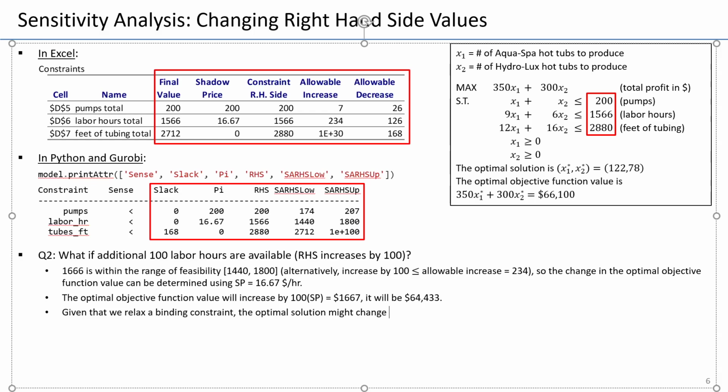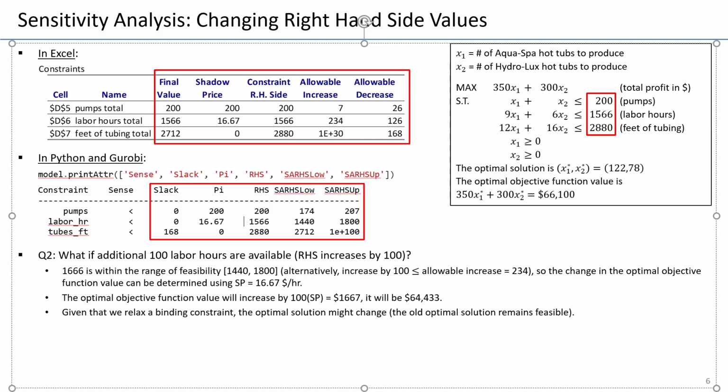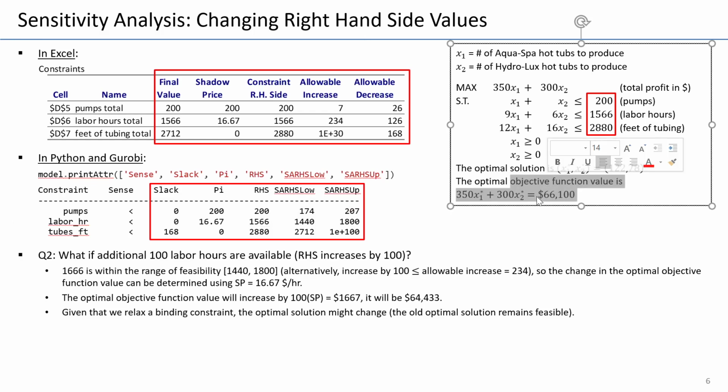But also we know that the old optimal solution remains feasible, right? Why is it feasible? It is feasible because, remember, before, when this was a binding constraint, we were using all the labor hours. The slack was 0. We were using all the labor hours, and now we have 100 labor hours more, but we can still use the 1566, and we could still achieve this profit.